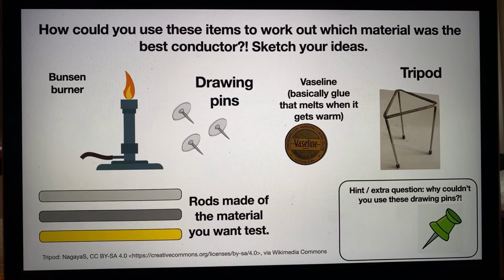What are you going to stick to what? Where are you going to put it? And this is kind of an extra question, but it's also a bit of a clue. Why couldn't you use these drawing pins? So you've got a drawing pin here which has a big colourful green plastic handle. Why couldn't you use those drawing pins?